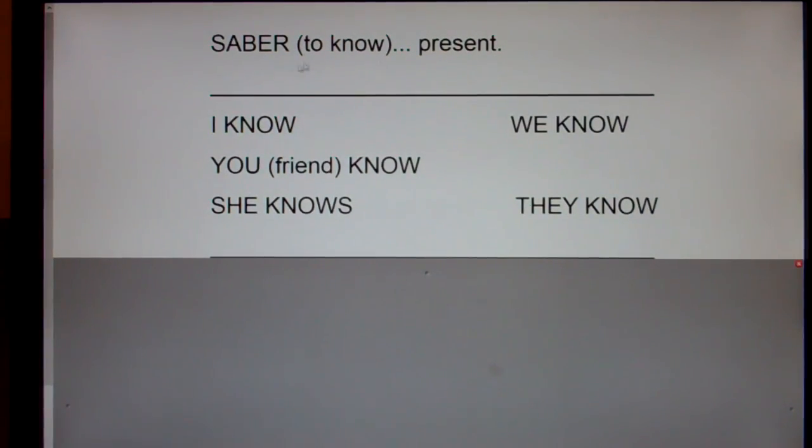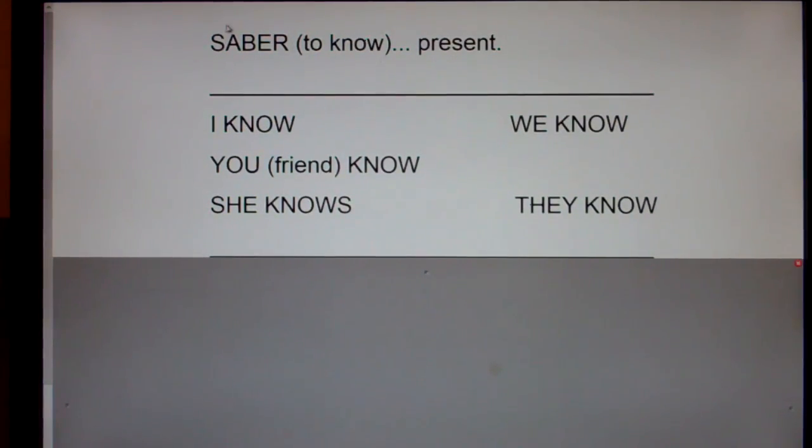This is the verb saber, to know in the present tense. Actually, more specifically, saber means to know facts, like I know for a fact that 2 + 2 is 4, or to know how to, like we know how to swim. But for right now, we'll just say saber means to know in the present tense.